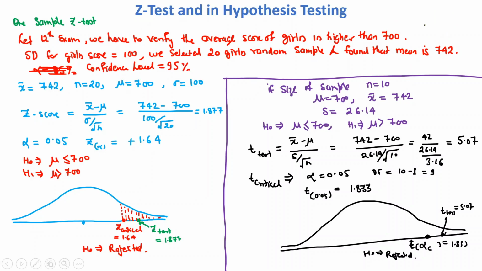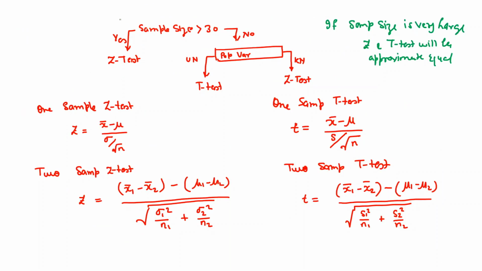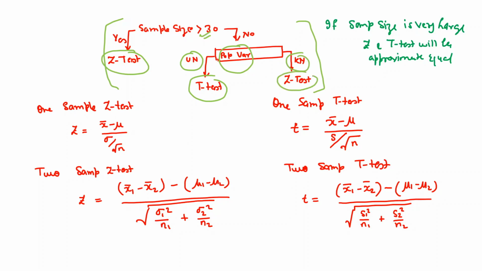Before that, let's understand what formulas we use in the one sample z-test and two sample z-test. I created a hierarchy to understand where we use the z-test and where we use the t-test. If the sample size is greater than 30 and the condition is yes, we use the z-test. If the sample size is less than 30 or this condition is not satisfied, we use the population variance to differentiate. If the population variance is unknown, we use the t-test. If the population variance is known, we use the z-test.